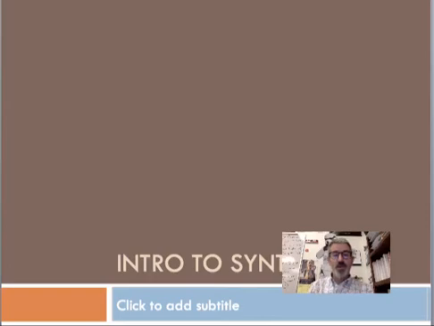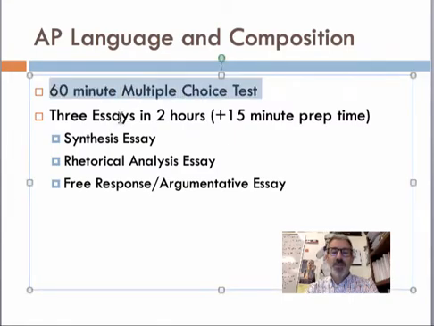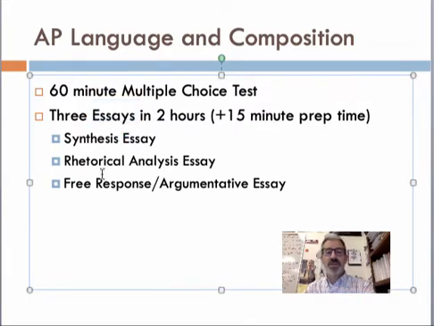This week we are going to start our synthesis unit, which is the second part of the AP test that we're going to prepare for. As you may recall, the AP Language and Composition test, which you're going to take in May, consists of two parts. The first part is the 60-minute multiple choice test, and the second part is the essay portion, where you are going to write 3 essays over the course of 2 hours and 15 minutes.